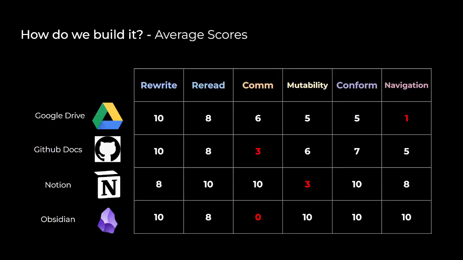So I went ahead and averaged out the scores, and each of these has a strength and a weakness. Google Drive was pretty all right on average, but had terrible navigation. GitHub Docs has okay stuff overall, but not great communication. Notion is incredibly strong, but has no mutability, and Obsidian is almost 10s across the board, but has no communication whatsoever.